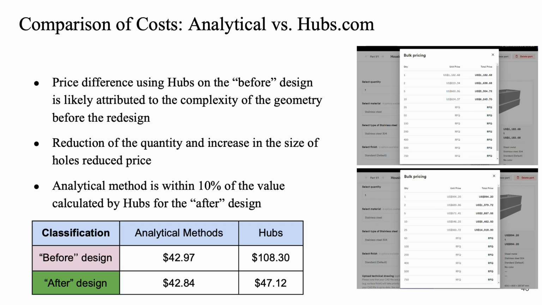The table below shows the comparison of analytical versus hubs. At first, in the before redesign, you can see hubs is calculating $108. That was due to the complexity and the geometry before redesign. And then after we did redesign, we were able to get the cost down to $47, which is within 10% of the value of our analytical method.